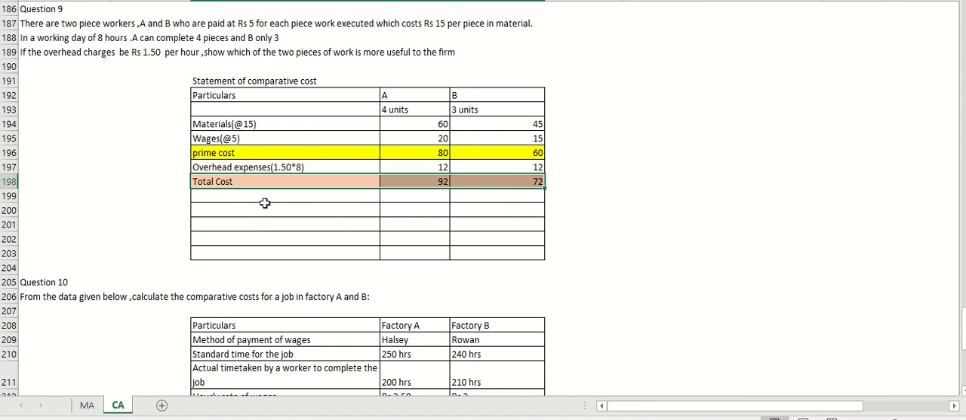So this is your total cost. Total cost per unit is equal to your total cost divided by the number of units. So your total cost is 92 divided by 4. So you get 23. Total cost divided by the number of units.